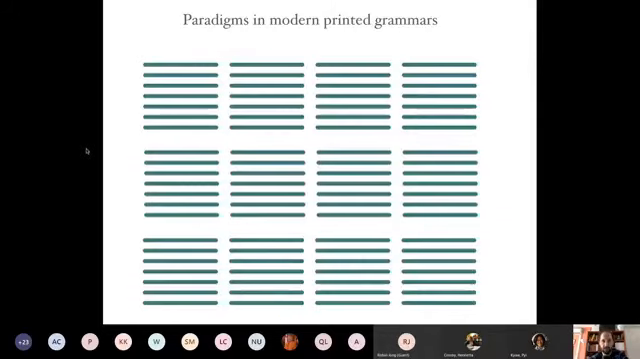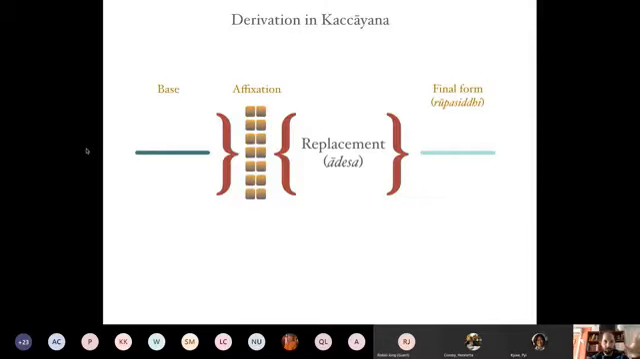What you achieve with this is that instead of needing a complete list of paradigms, which is usually what you will find in a modern printed grammar, where you will see different paradigms, actually, there are many. In traditional grammar, you always start from any base, and then there is a certain group of affixes, in this case the 14 vibhattis, and these vibhattis will be replaced if necessary in order to achieve the final form that is called the rupa siddhi.